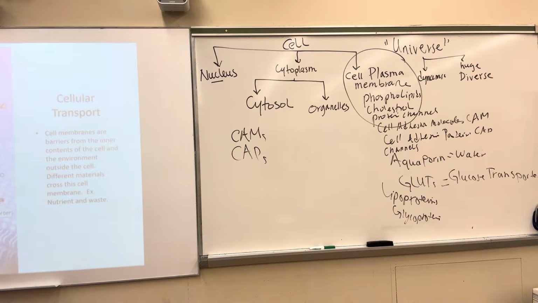So now let's look at the transport. The cell membranes are barriers between the inner content of the cell and the environment outside. So different materials cross this membrane. When you have this plasma membrane, you have created two environments: an extracellular environment, outside the plasma membrane, and an intracellular environment inside the cell.